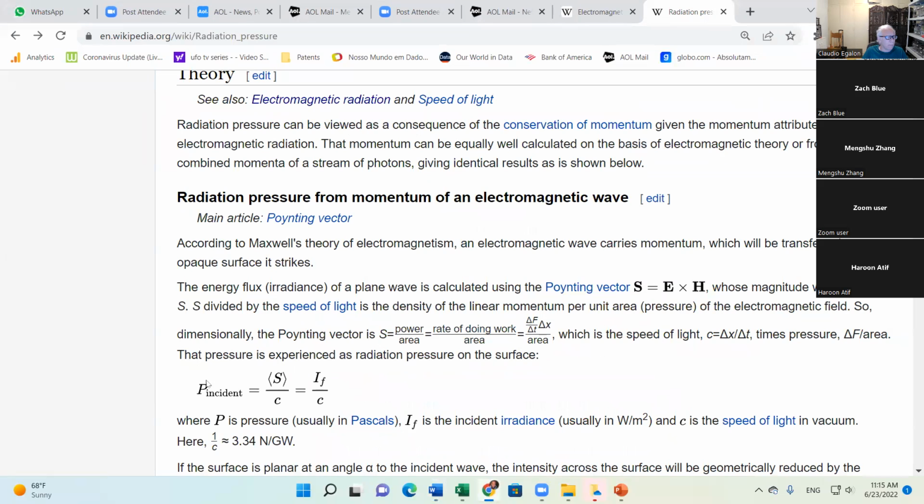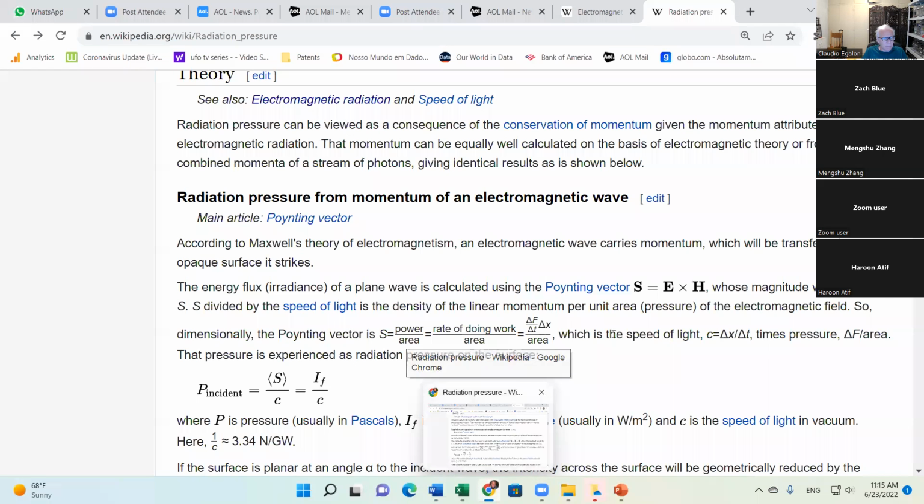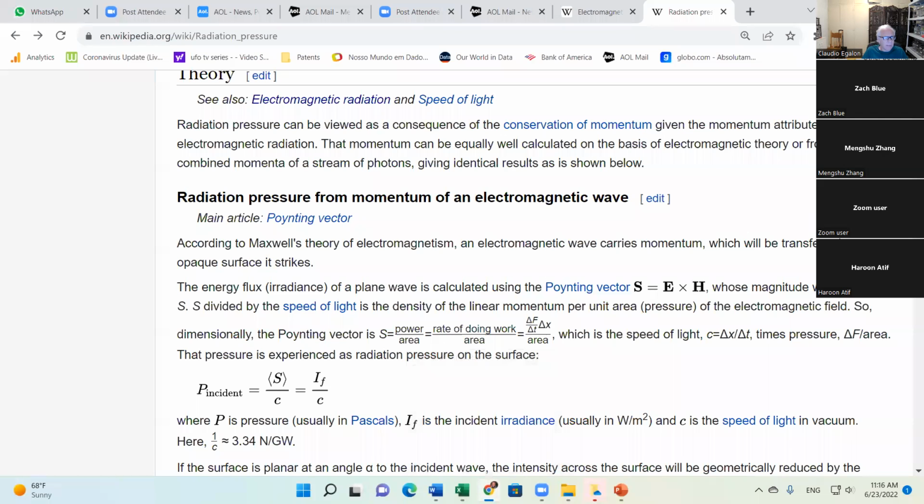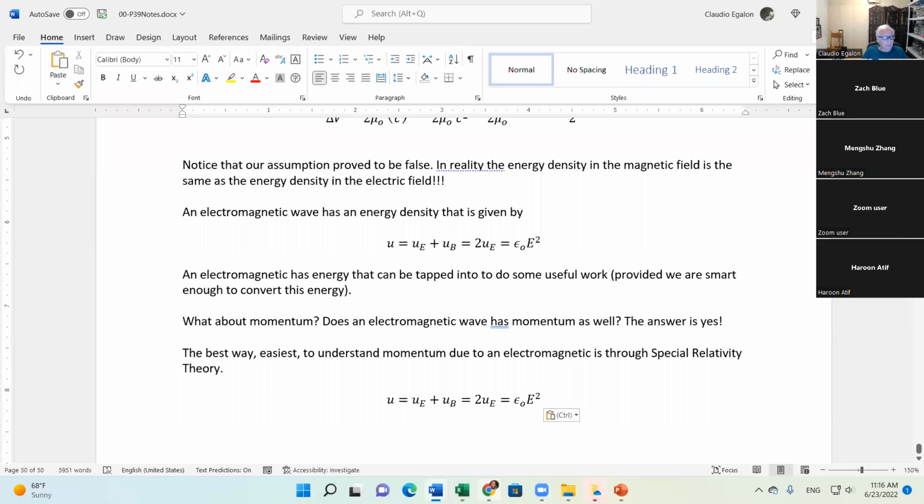One way is through the Poynting vector. We're going to talk about that too, but I don't like this way. Maxwell derived that. I think the best way is through the simpler relativity theory. Einstein has proven that the momentum of any particle is given by this equation, okay? This U that you see there is the energy.